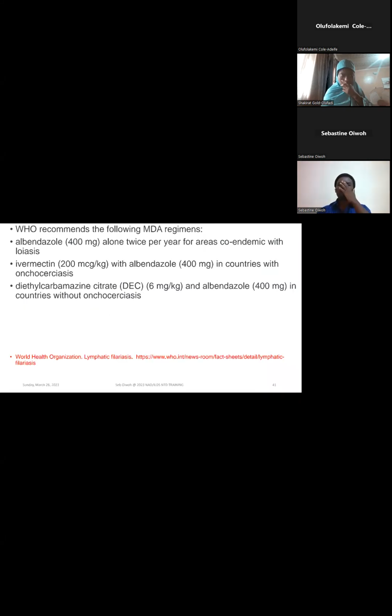In recent times, the combination of albendazole, ivermectin, and diethylcarbamazine has also been recommended by WHO because some works have shown that this helps to clear the microfilaria faster, within weeks, as compared to the annual dosages for 5 years.